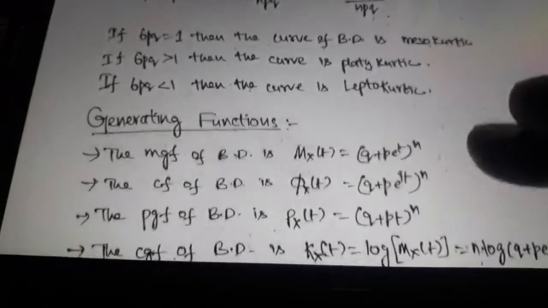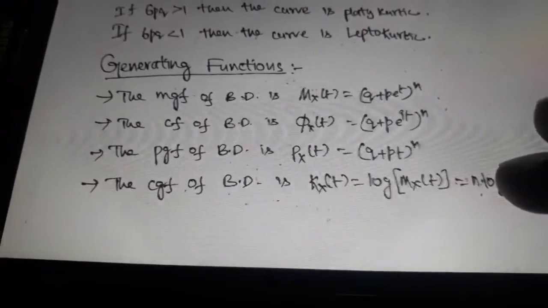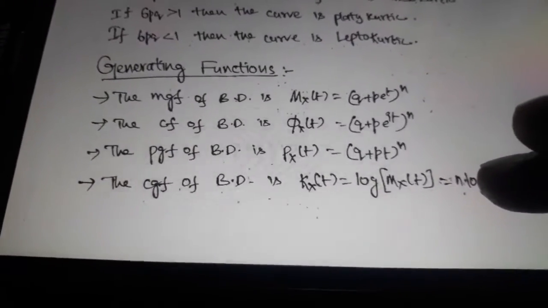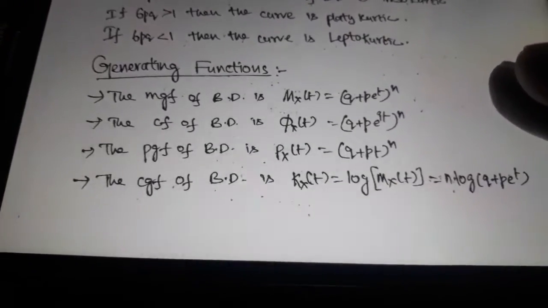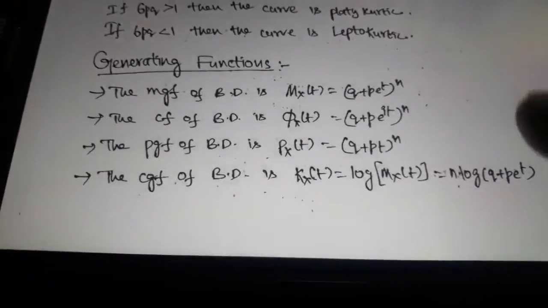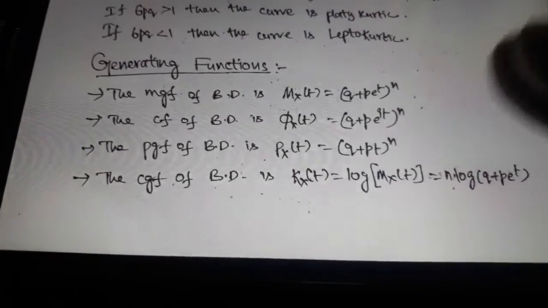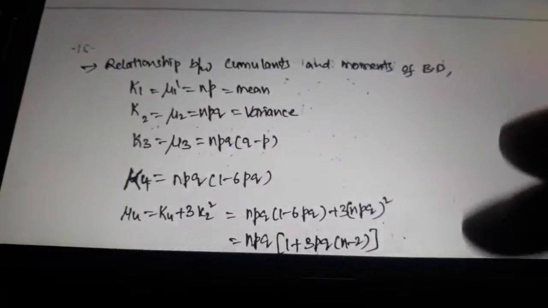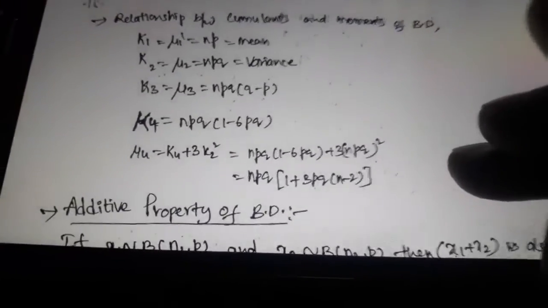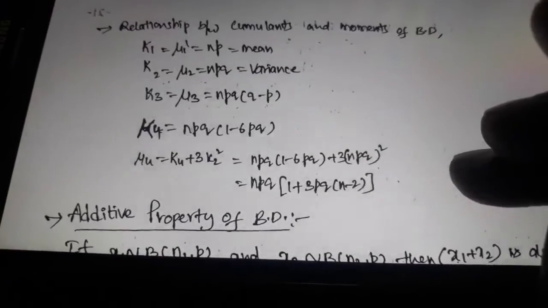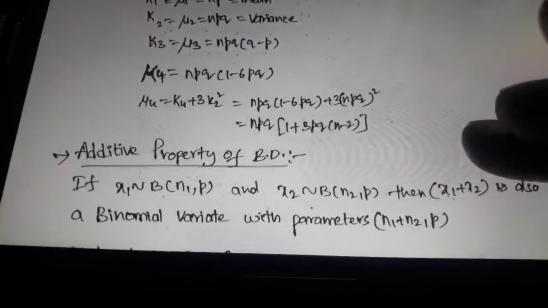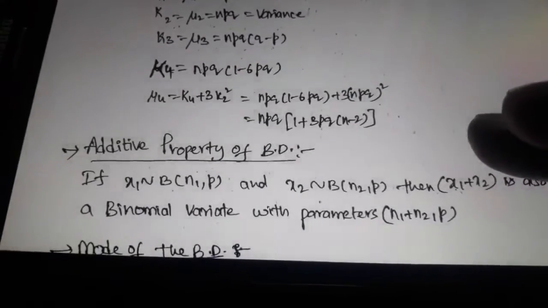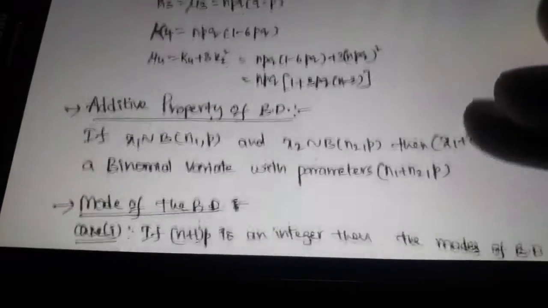Then generating functions. There we consider all 4 generating functions: MGF, CF, PGF and CGF. The MGF of the binomial distribution is q plus p e power t whole power n. CF is also like that only. PGF is also similar. CGF is log of Mx of t. Substitute that and simplify. Then the relationship between cumulants and moments of the binomial. K1 is mu1 dash, you know very well, it is np. K2 is mu2, it is npq. K3 is mu3, and K4 is like that; they derive mu4 as K4 plus 3 K2 square and substitute.